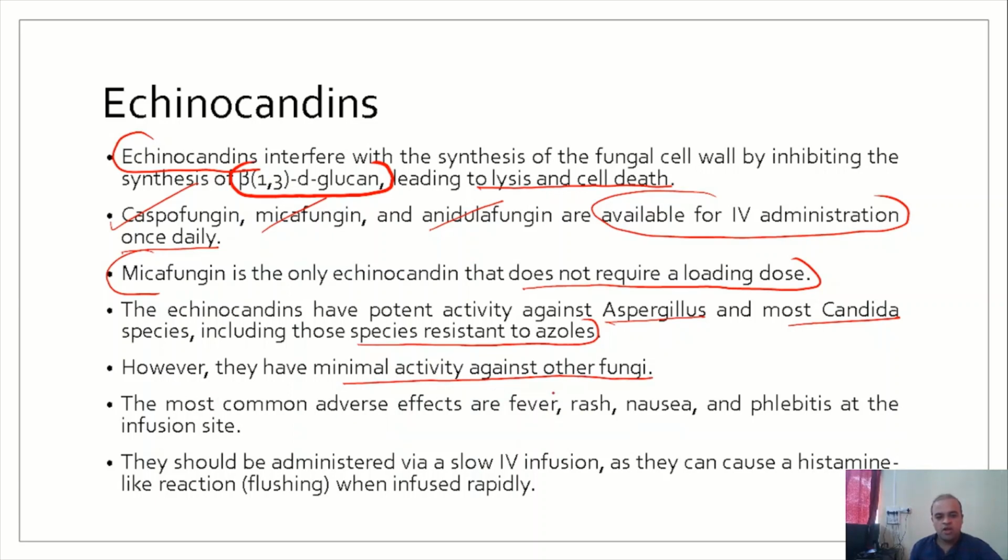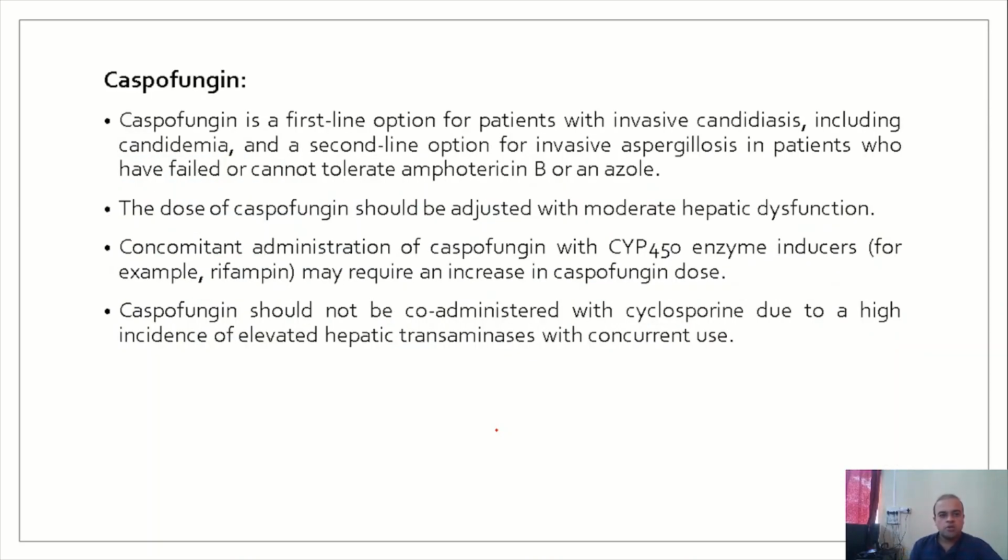The most common adverse effects related to echinocandins include fever, rash, nausea, and phlebitis at the infusion site. Phlebitis is inflammation of the vessel. They should be administered via slow IV infusion, as they can cause a histamine-like reaction, that is flushing, when infused rapidly. So the first drug in that is caspofungin.